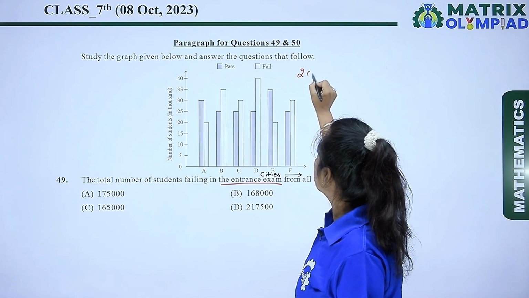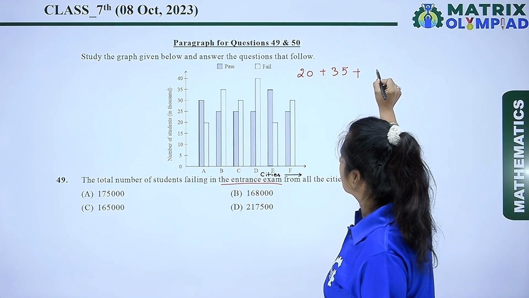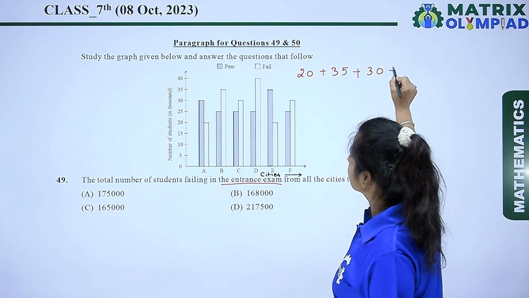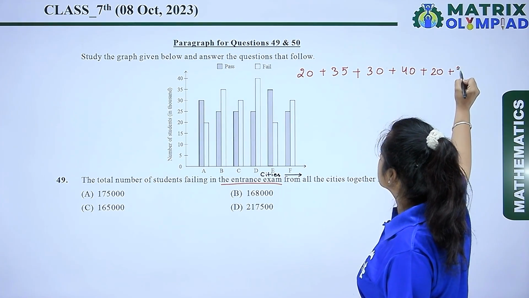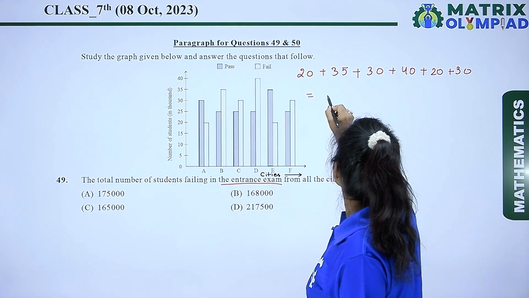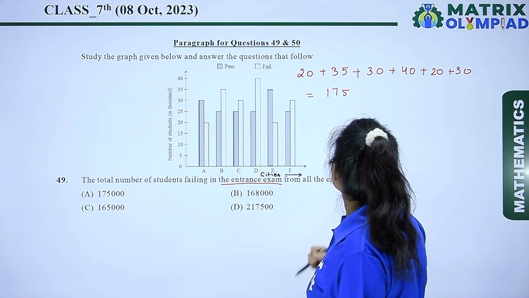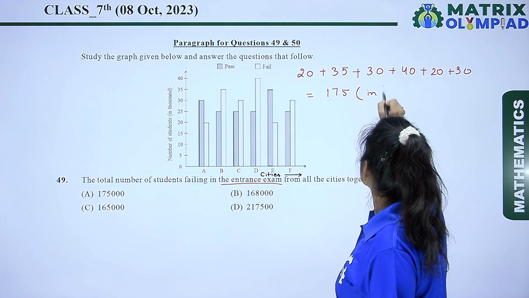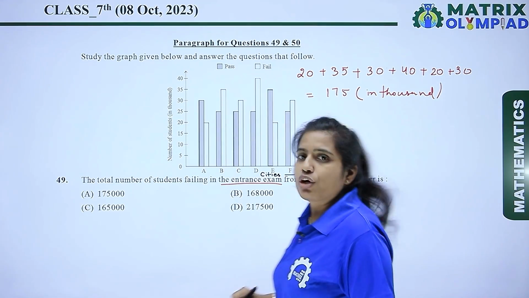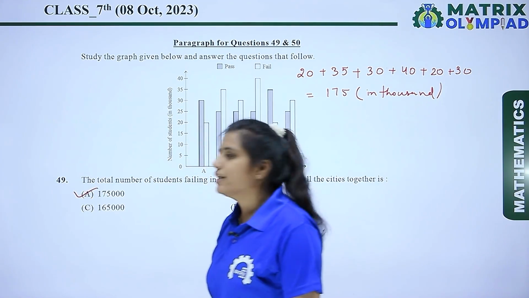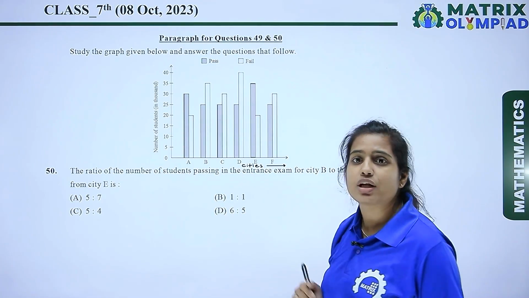In the first city we have 20, in city B we have 35, 30, 40, so the total will be 175 and this is in 1000. So according to the question, we can say that option A is the correct answer. That's all. The next question is question number 50.